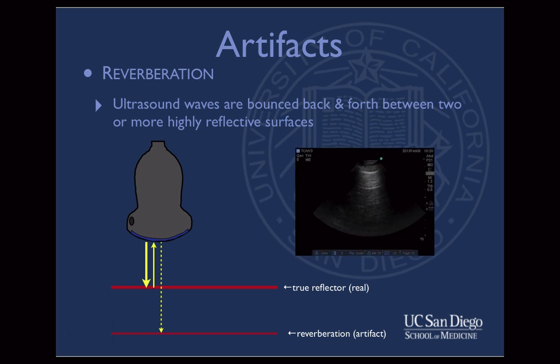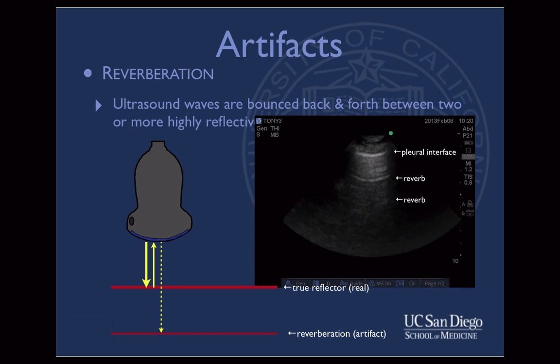This video is an example of lung ultrasound, and the bright line seen in the near field represents the pleural interface between the visceral and parietal pleura. The pleural interface is a highly reflective surface. Note the reverberation of this interface in the deeper fields.